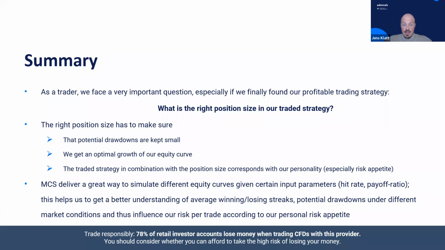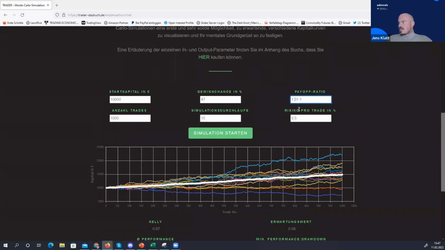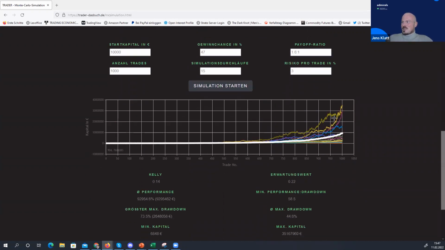Oh, sure. So there's a question from Darshan. If I can please pay 1.6 here, and then what's with 3% risk? Okay. So what do you think will happen? So it goes vertical. So we're making lots of money in this case, still with a big drawdown.